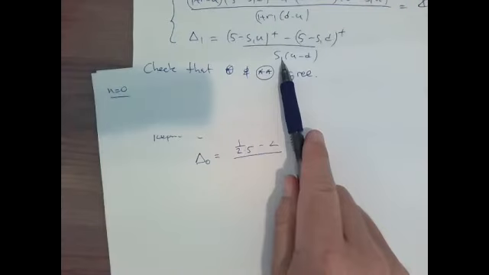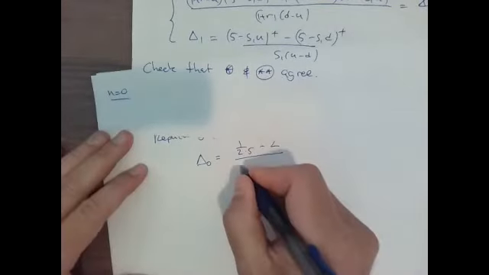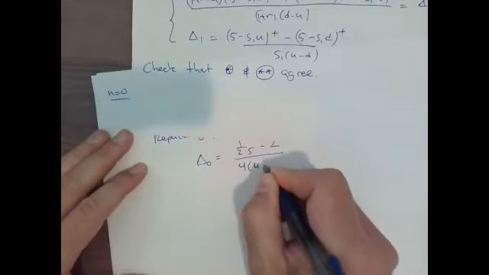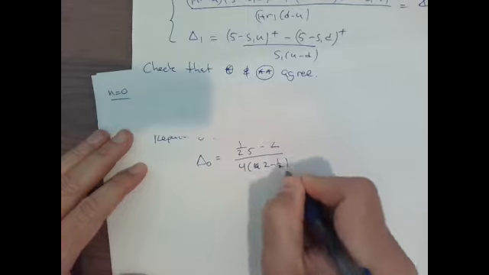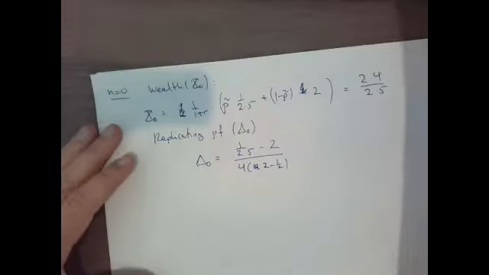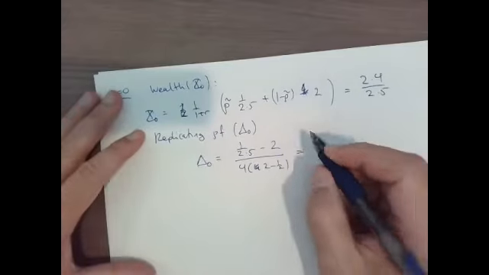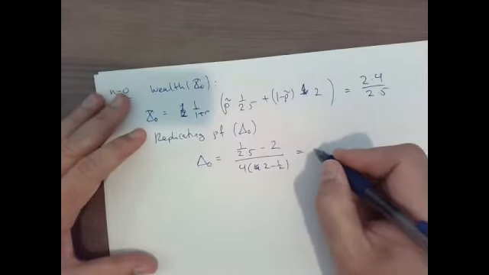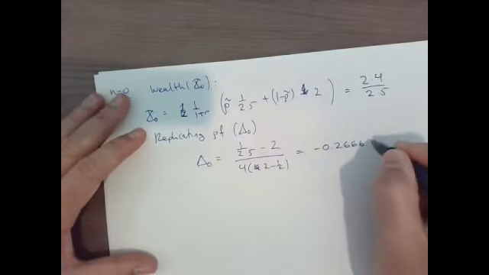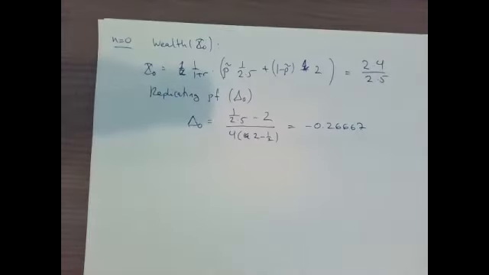Divide by S0 times U minus D. S0 was 4, U minus D, this was 2 minus a half. This is minus 0.26667. So now we can fill in the rest of the tree.